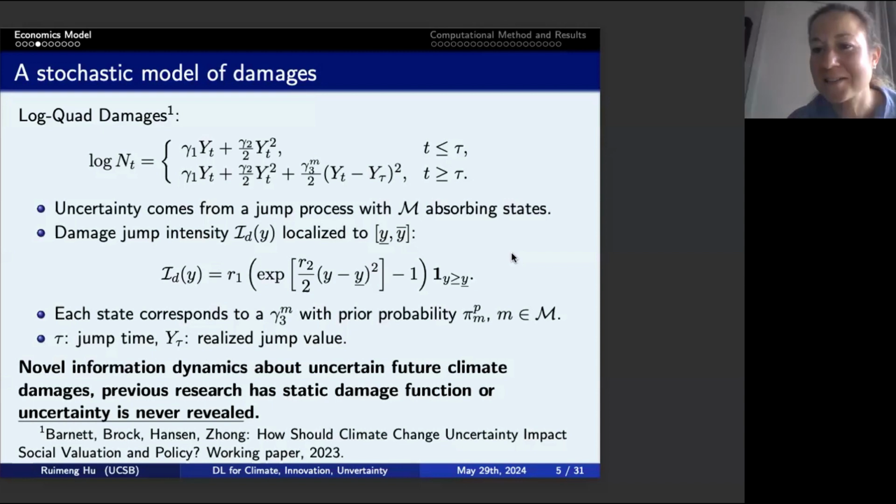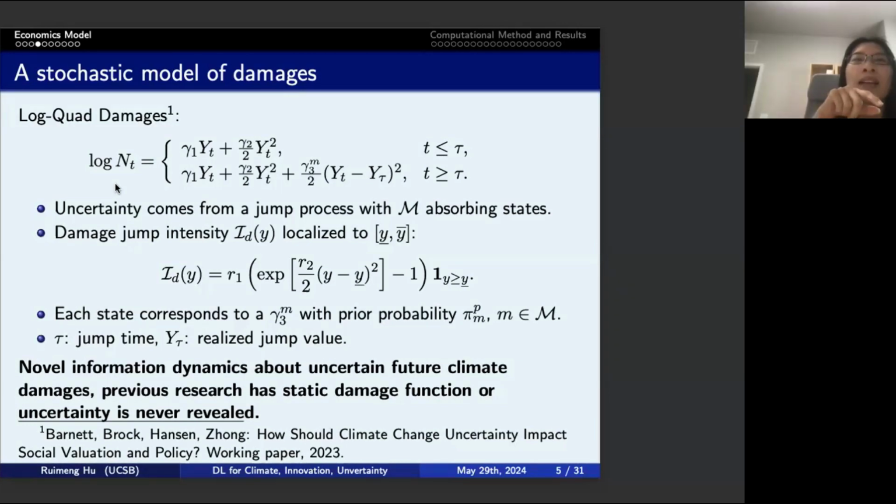So can I just interrupt you? One question. So the damage is then really N_t, so I take the exponential of this function. Yes, exactly. And so what is the meaning when this log N_t can be negative as well? Yeah, exactly. We want the N_t to be positive. You don't want the damage to be negative to the environment.